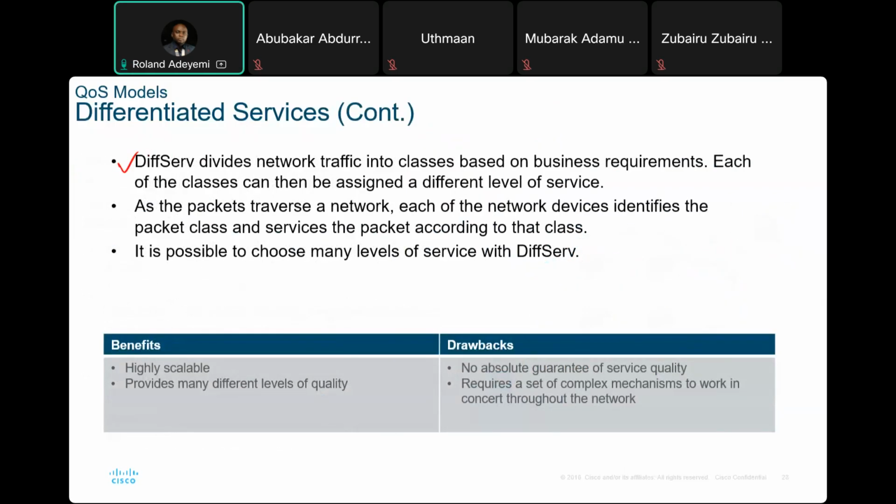These services divide network traffic into classes based on business requirement. That's what I just explained. Each of the classes can then be assigned a different level of service. As the packet traverses a network, each of the network devices identifies the packet class and services the packet according to that class based on our policy. It is possible to choose many levels of service with this service. It's like you want to apply policies. You can do and undo whatever you want to do with all those traffic that you've classified. It's up to you. It's up to you.